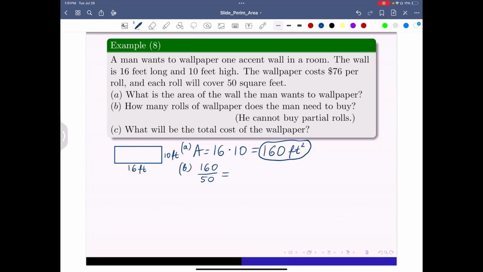So this would give me 3.2 of a roll. So the man needs 4 rolls. Because we cannot buy 3.2 of a roll, we need to round up to the whole roll, not really rounded up because it would be 3, but in that case we need a whole extra roll to cover the extra space.